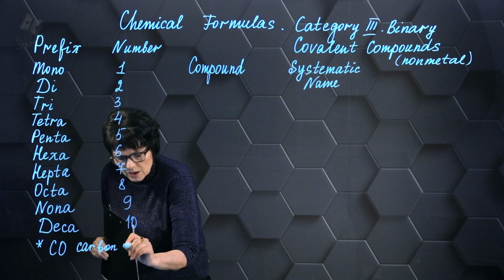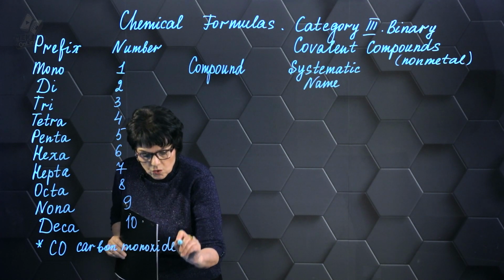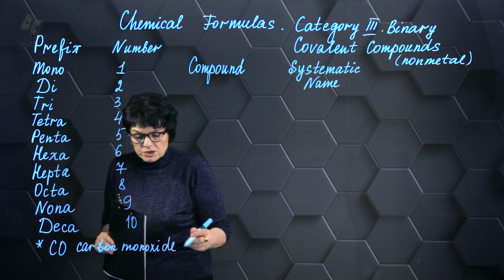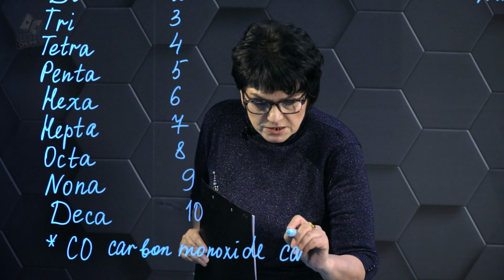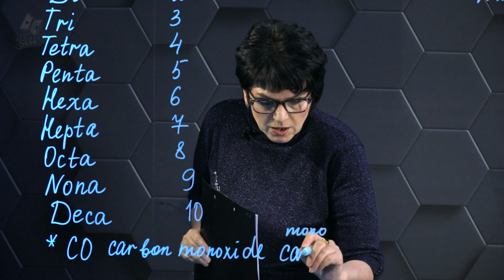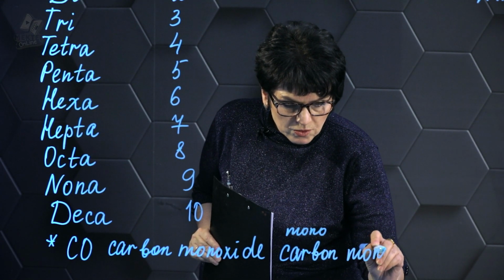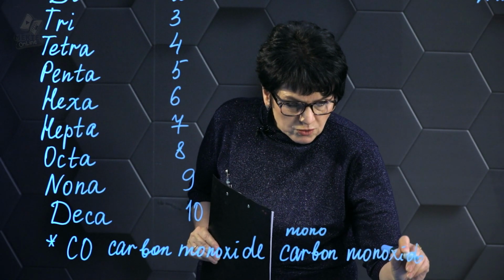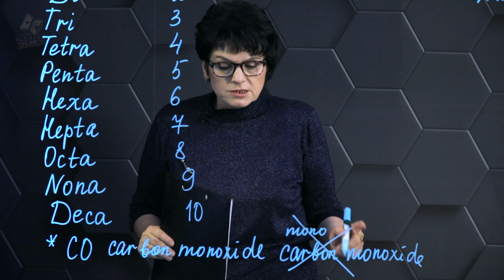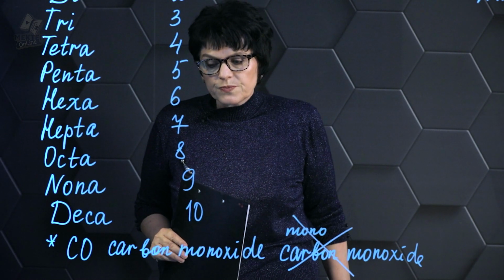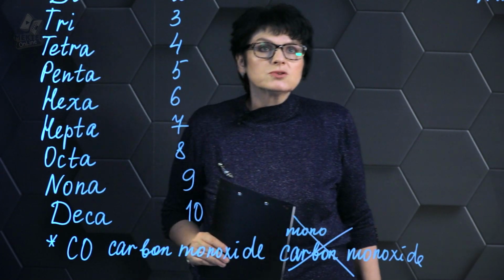Carbon monoxide is a colorless and odorless gas that is highly toxic to humans. However, it would be incorrect to call it monocarbon monoxide. A name like that would be incorrect. Hence, when we have only one atom of the first element, there is no need to use mono with it, in this particular case.